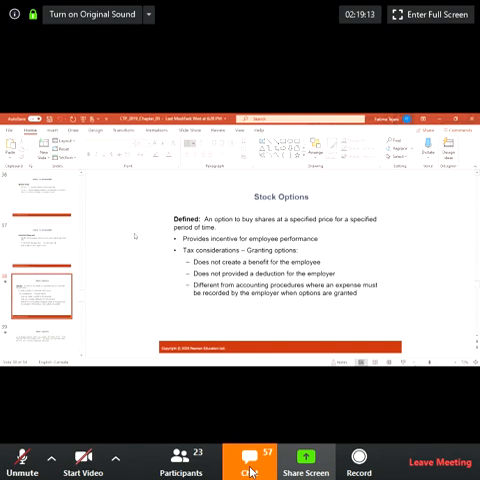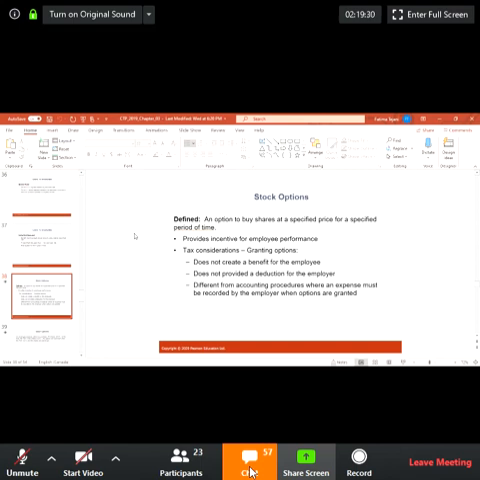So what is a stock option? Basically, a stock option is defined as an option to buy shares at a specified price for a specified period of time. So it provides an incentive for employees' performance. Okay, well, there are certain situations.